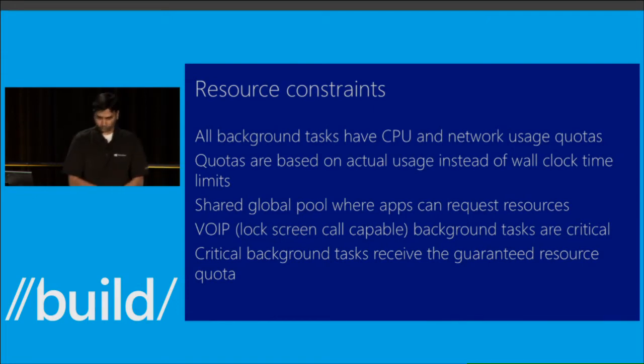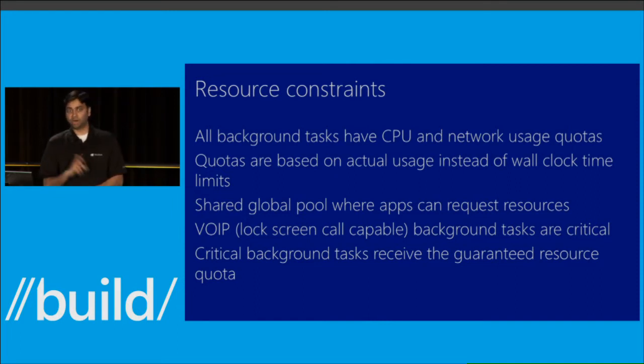The other concept that you should know about for background task resource constraints is critical background tasks. As you can imagine, one of the main users of background tasks are VoIP apps. If you're receiving a VoIP call in the background, we don't want the VoIP call to be suspended because you ran out of quota, because then the user won't be all that happy if he's receiving a VoIP call and we suspend him in the middle.